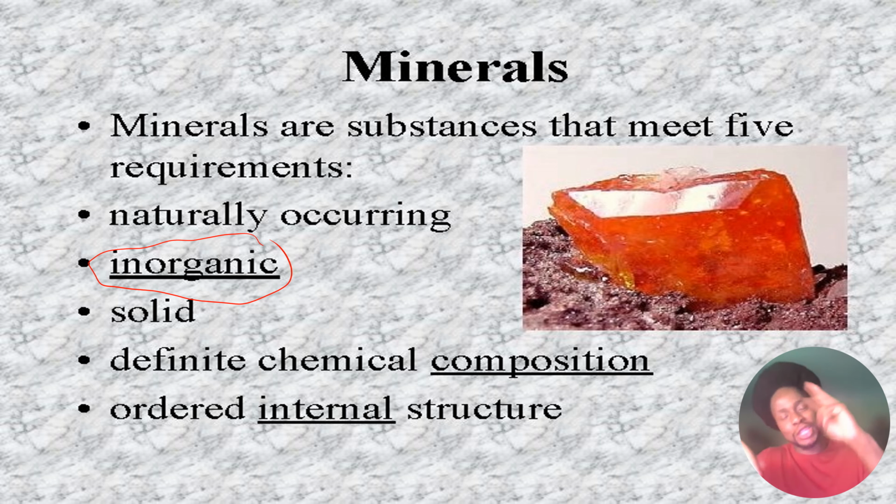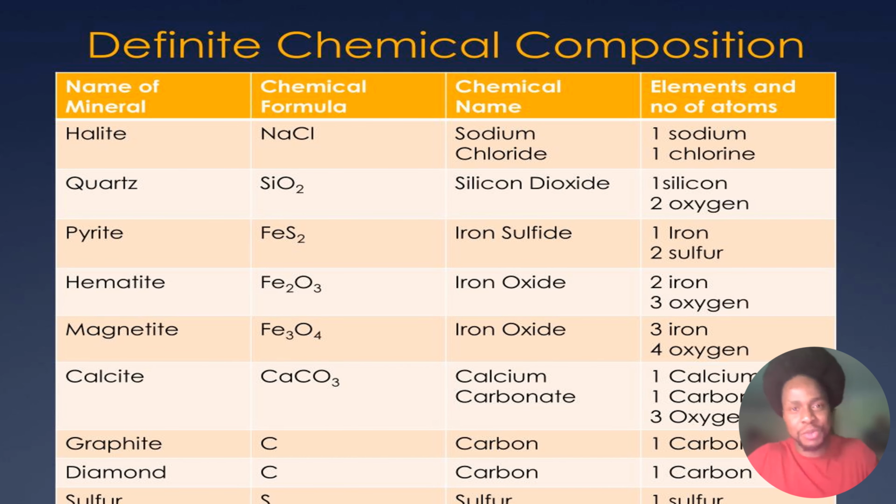All right. Then the third criterion is that a mineral must be solid. Liquids are not considered minerals. Gases are not considered minerals as well. So a mineral must be solid. The fourth criterion is that a mineral must have a chemical composition. We're going to do a little bit more of that on the slide. And lastly, it must have an internal structure. The atoms that are inside of the mineral must have a definite structure of arrangement. And more about that as we proceed.